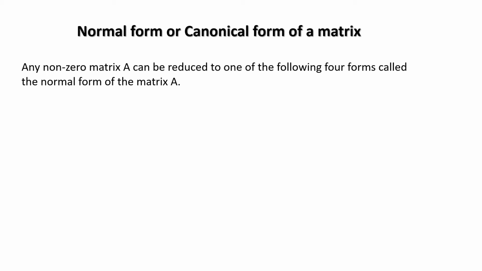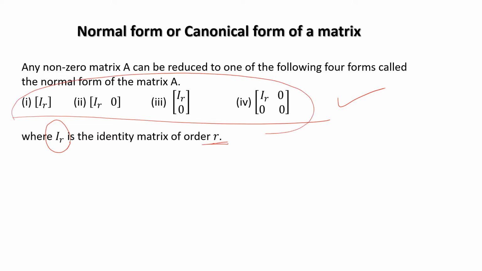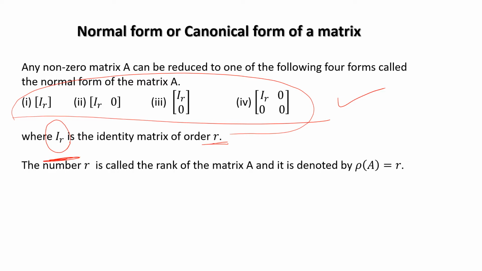If you can reduce the given matrix to any one of these four forms, then we can say that the matrix is in normal form, where this I_r is nothing but the unit matrix or the identity matrix of order r. Whatever the order of the unit matrix you get is called the rank of the matrix, denoted by rho of A is equal to r.